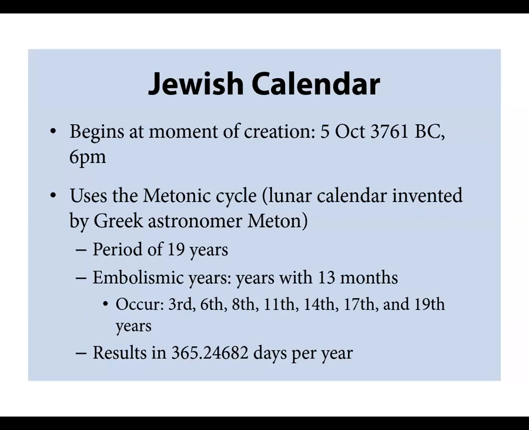Now, the Jewish calendar uses the Metonic cycle. This is a lunar calendar that was invented by the Greek astronomer Meton. The cycle was a period of 19 years. Within those 19 years, they had what they called embolismic years. These were years that had 13 months instead of the traditional 12. It occurred in the 3rd, the 6th, the 8th, the 11th, the 14th, 17th, and 19th years. And if you coordinated all of these in the 19-year cycle, it resulted in 365.24682 days per year.